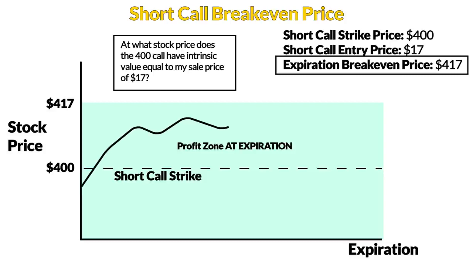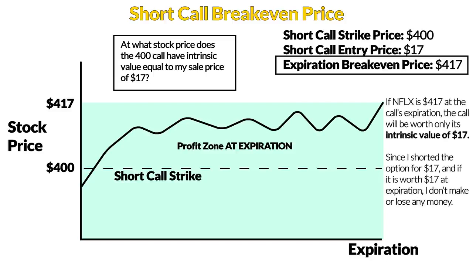So if Netflix was at $417 at the June expiration, my 400 short call option would have $17 of intrinsic value, no more time value or extrinsic value, which means its price would be $17. And if I initially sold it for $17, I don't have a profit or loss.